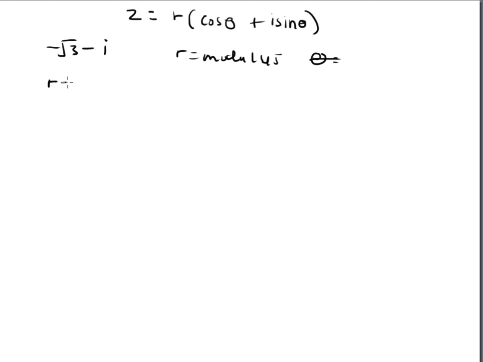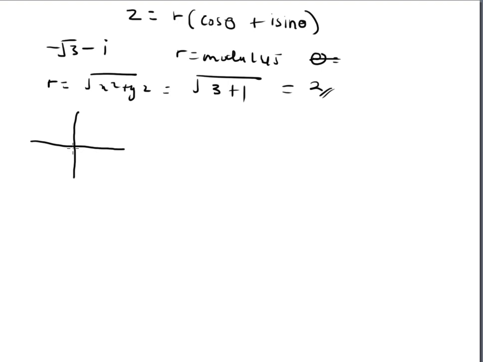So r is equal to the square root of x squared plus y squared. This gives us the square root of root 3 squared, which gives us 3, plus 1 squared, which gives us 1. Now the square root of 4 gives us 2. Now let's find our principal argument. Again, let's do this graphically, which I recommend.